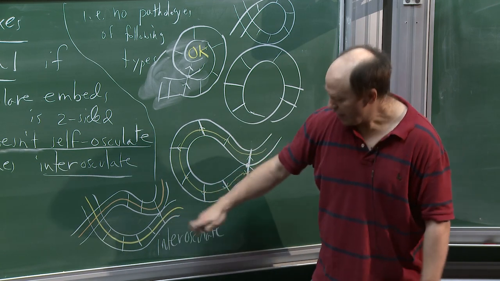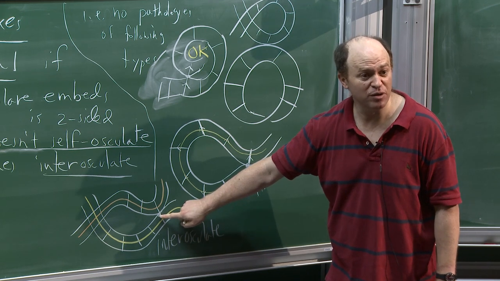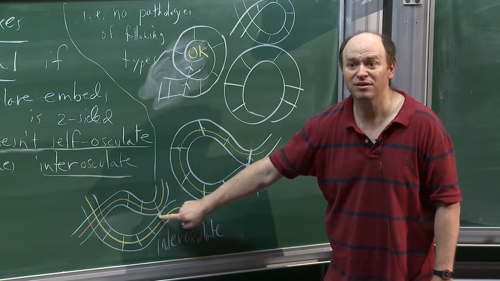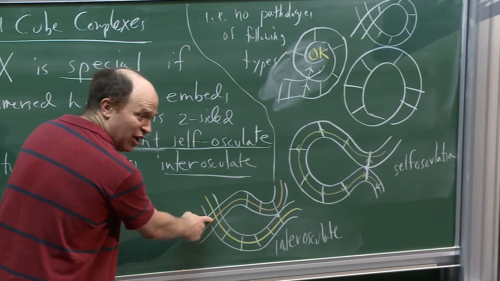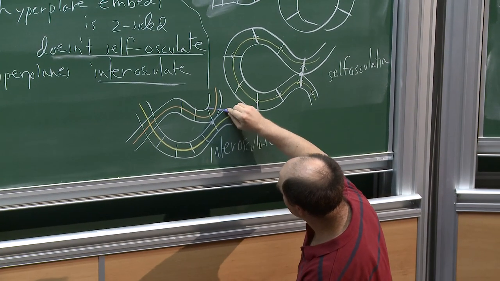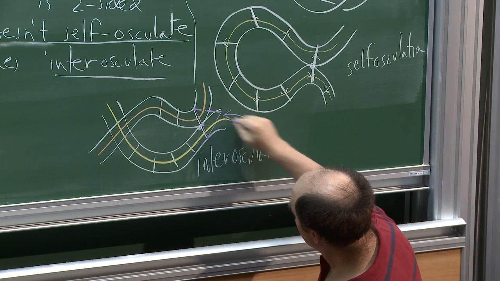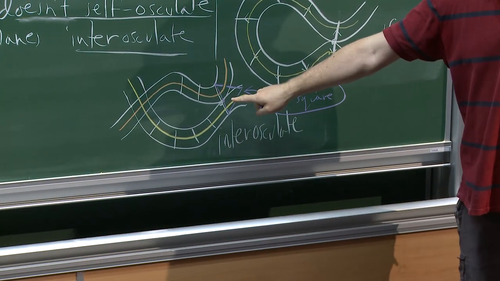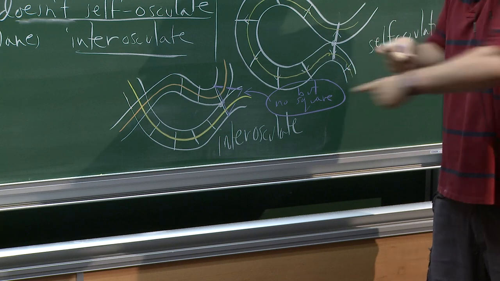Okay, so the key thing is that even though they are dual to 1 cubes, at this 0 cube, they don't cross the same square at this 0 cube. Okay, so interosculation says that there's a square over here, but there's no square over here. I'm going to draw that square, but it's not there, so I'm going to draw it in purple so it's hard to see. No square. Because what would happen if there were a square over there? They would cross over there, because they would both enter that square on 2 different 1 cubes right over there, and then they would cross.